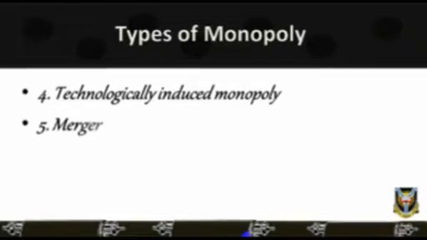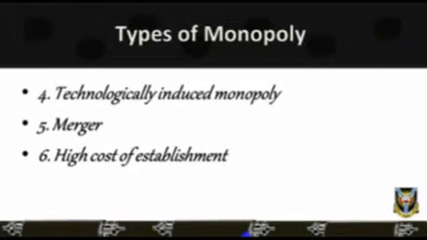4. Technologically induced monopoly. An improvement in the technique of production can make a firm produce at a lower cost per unit. This empowers such firm to sell at lower prices than its rivals, thereby forcing its rivals out of business and assuming the position of the major producer of the goods concerned. 5. Merger. Voluntary merger of firms in the form of a trust or cartel can cause monopoly.